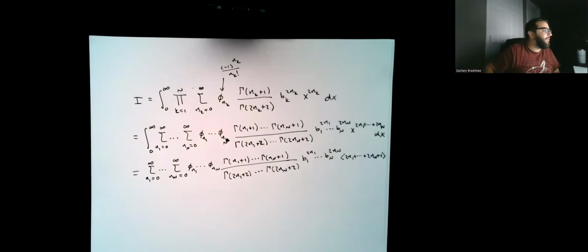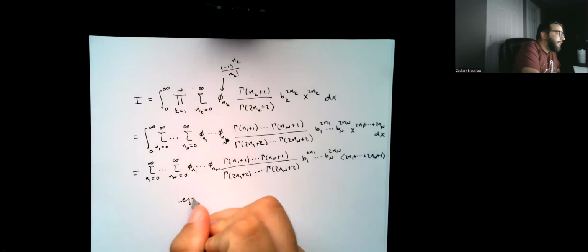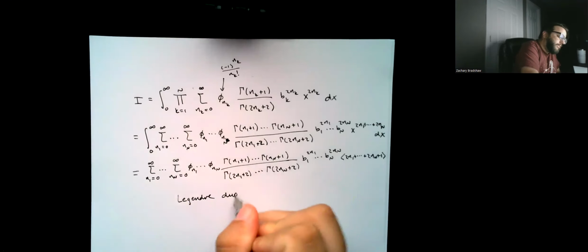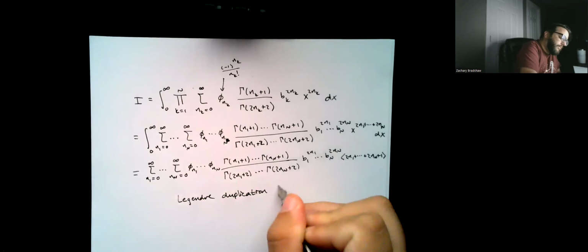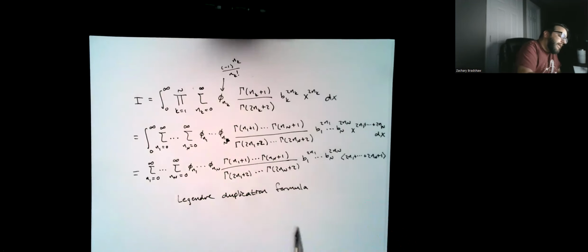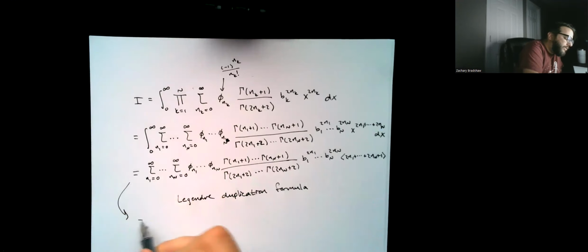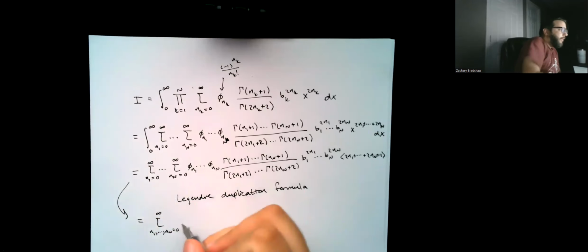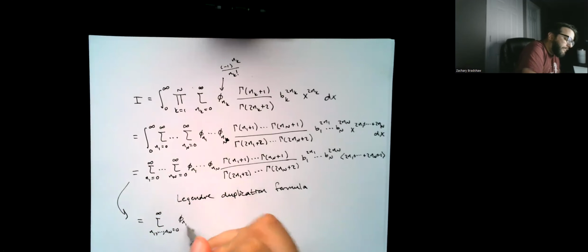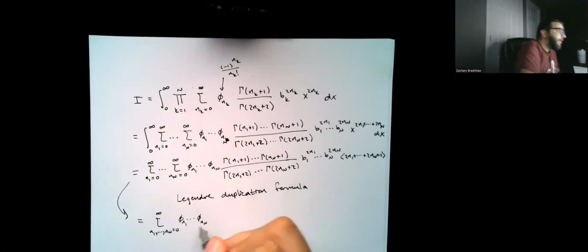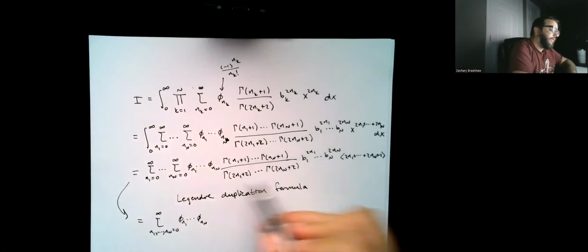Well, maybe first I should simplify this bracket sum a little bit. And the way we can do that is using the Legendre duplication formula. And what it does is it'll transform this sum to the sum from n1 through n capital N equals 0 to infinity of, and all my phi's are the same. And it's just going to play with these gamma functions here.